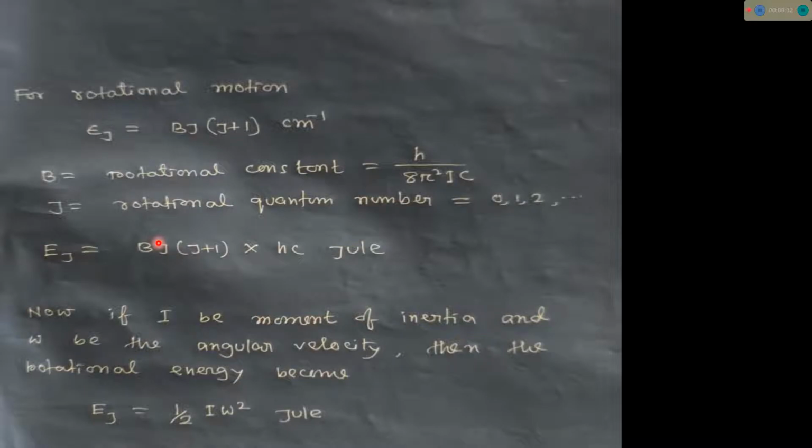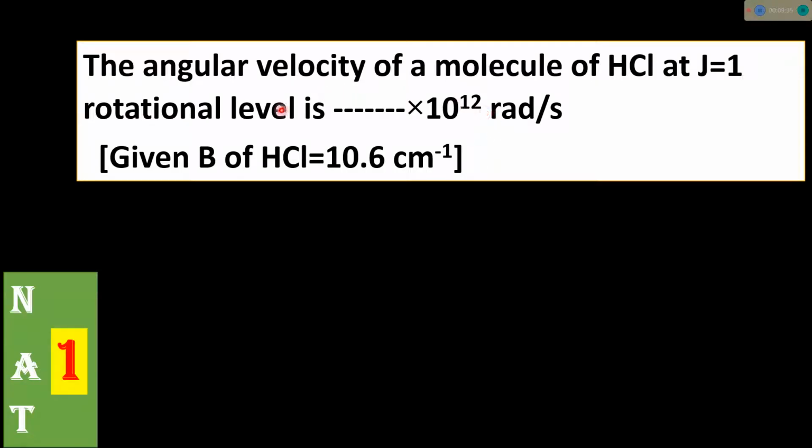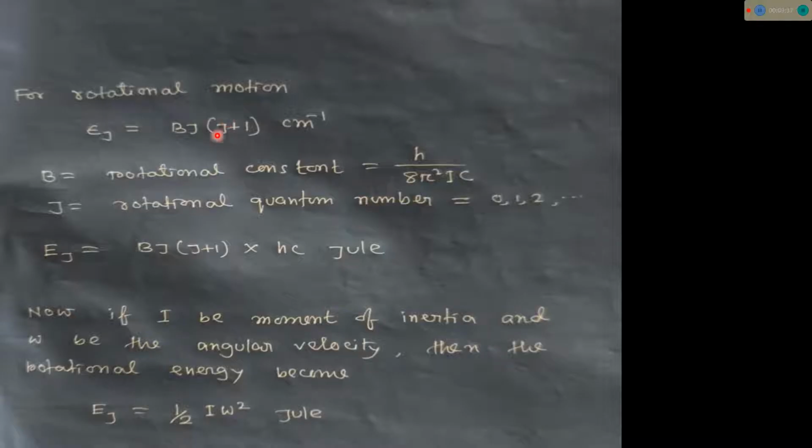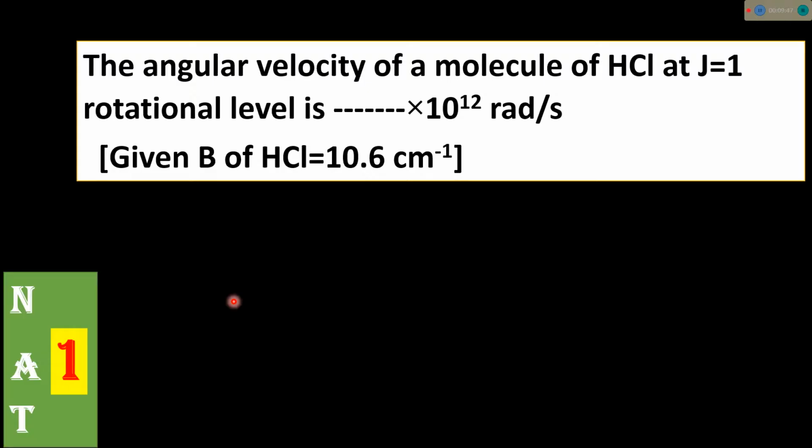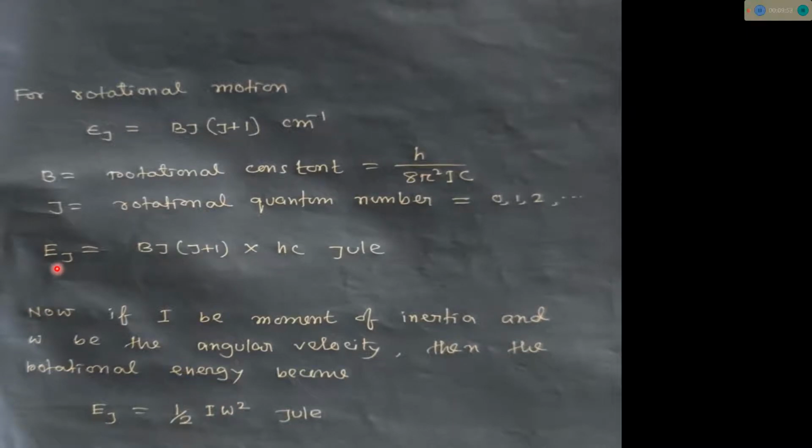The question asked for angular velocity, but in the quantum mechanical expression there is no angular velocity term. That's why we have to consider the classical mechanics expression, that is half I omega square. And in the question, rotational constant and J, the rotational quantum number, were given, so we have to consider the quantum mechanical expression also.